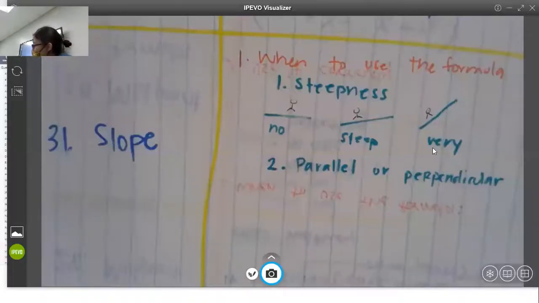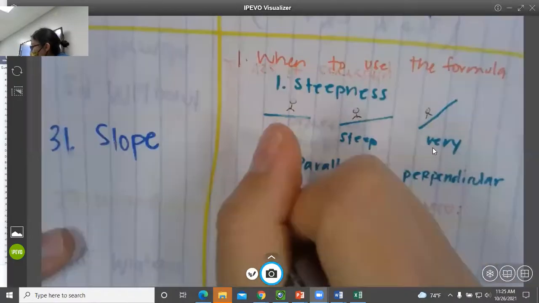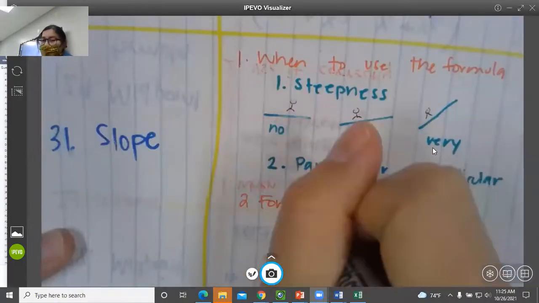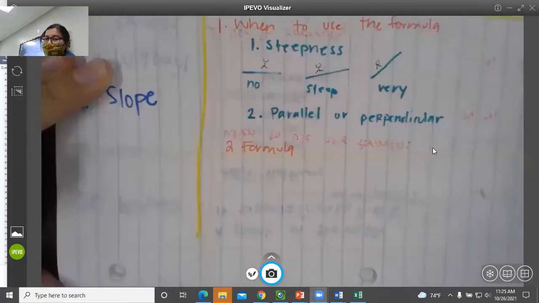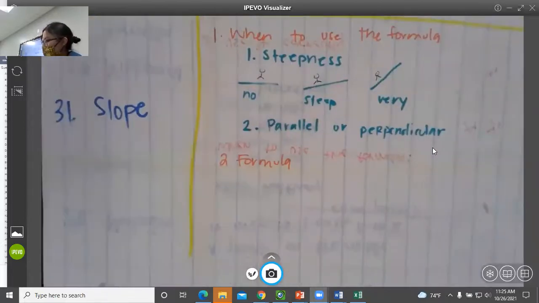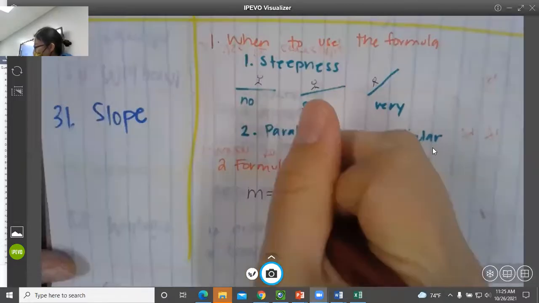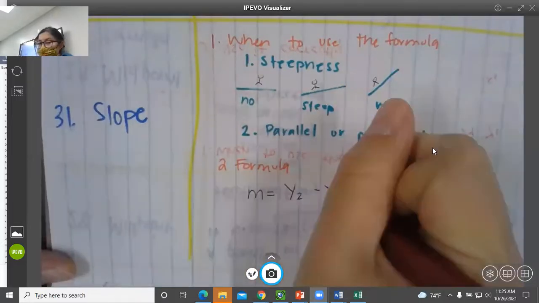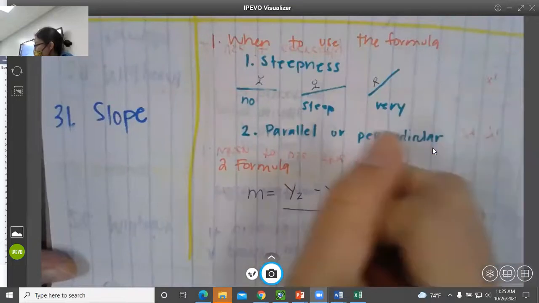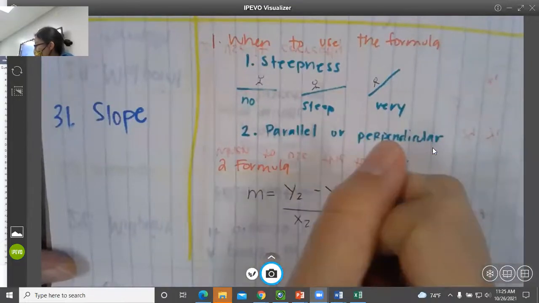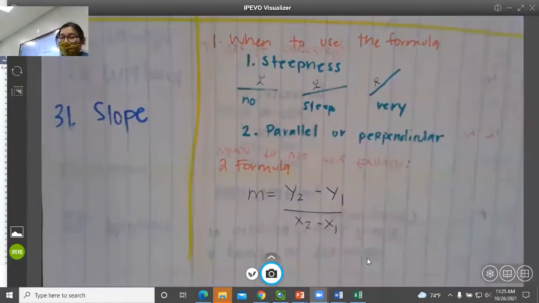All right, and so this is the formula. You have to use it correctly. I asked a couple of you if you remember the formula from last year. Here's the formula. You don't have to memorize it. It's y2 minus y1 over x2 minus x1. Please write that down, Ashton. I'm going to walk around and make sure you've written it.